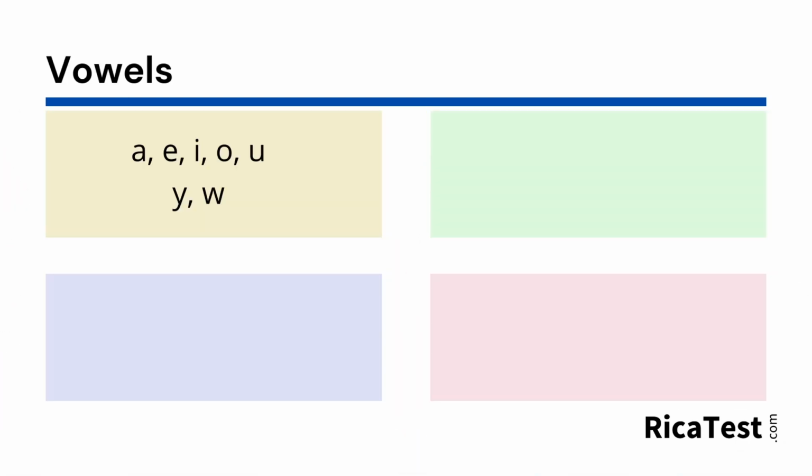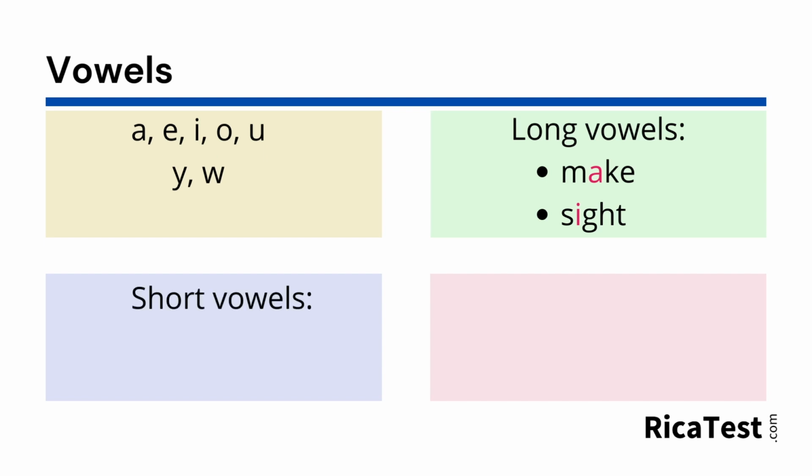Next, we have vowels. Vowels include the English letters A, E, I, O, U, and sometimes Y and W. We also have long vowels, which say their name when you say the word. For example, make and sight. Short vowel examples include dog and rot. Notice the O in each word makes a sound, but it doesn't make the O sound.